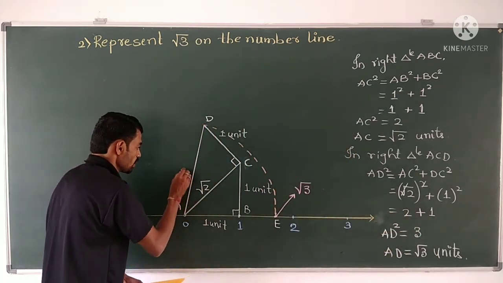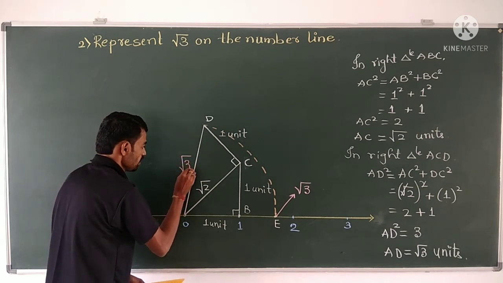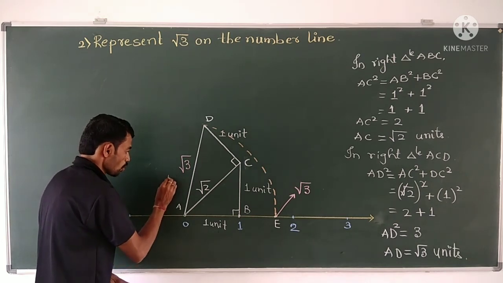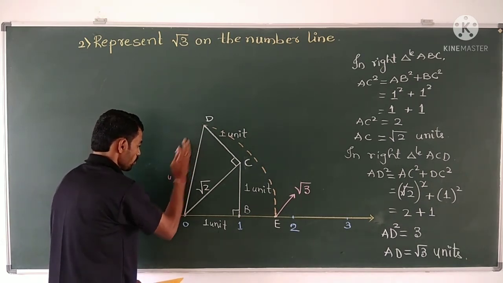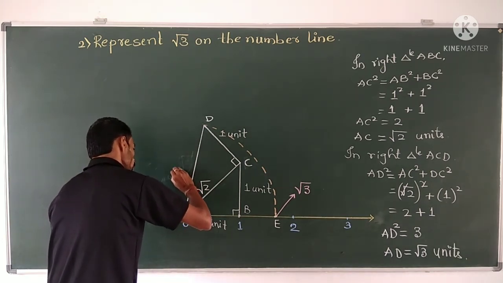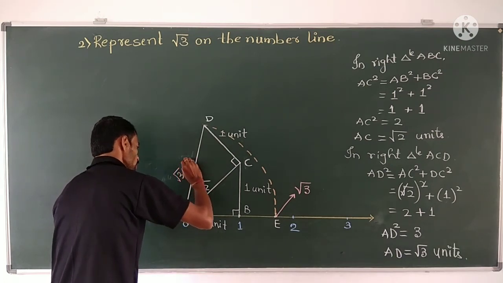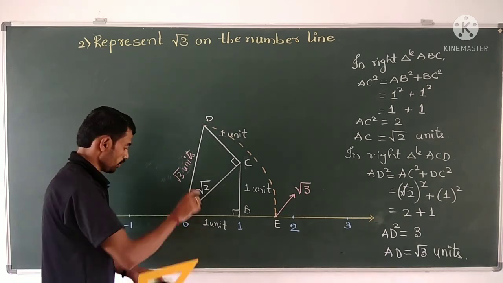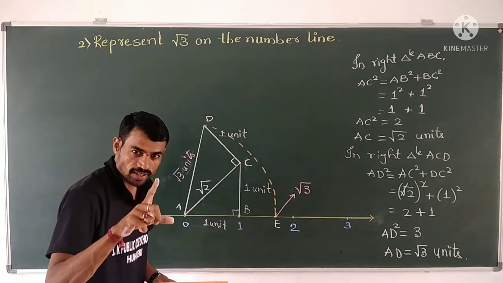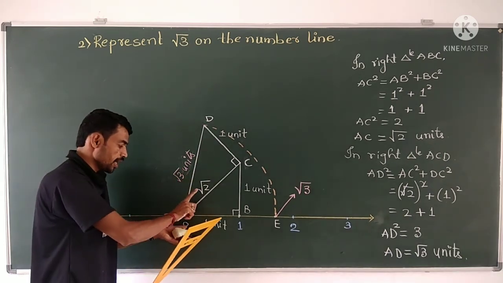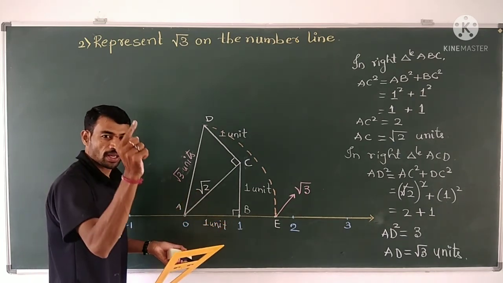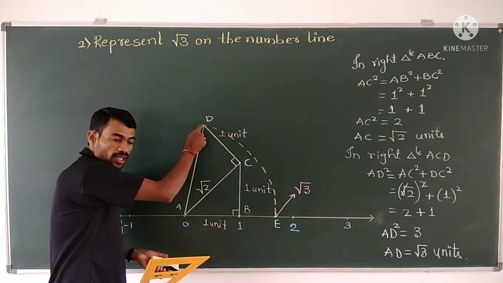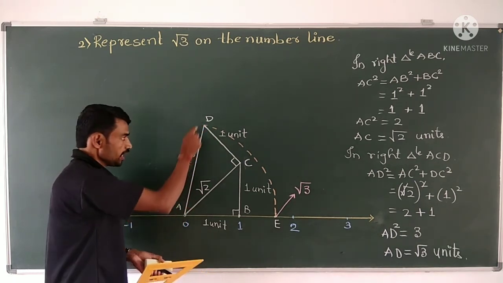So this value is how much? This length, AD length, is how many units? Root 3 units. So AD length is root 3 units. Now you should take the compass. Compass needle should be at A and pencil point should be at D. It means you should take the radius AD.